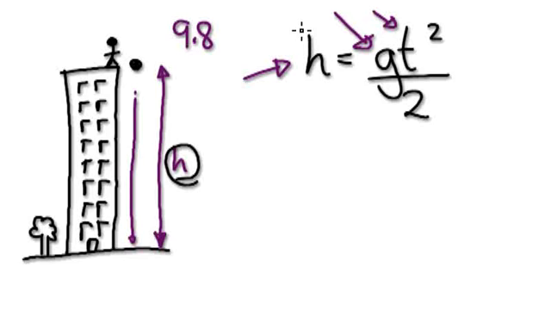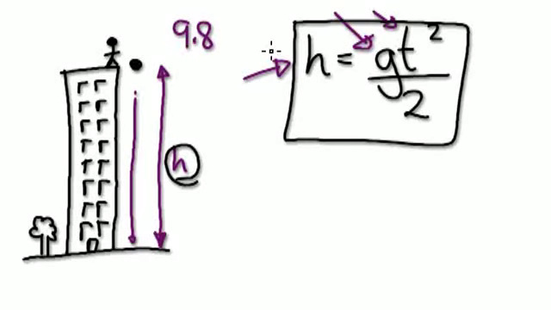So we can use this formula to work out how long it takes for the cannonball to hit the ground, or we can work it in reverse. We can time how long it takes for the cannonball to hit the ground, so that will give us t, and then we can work backwards to find out the height of the building.